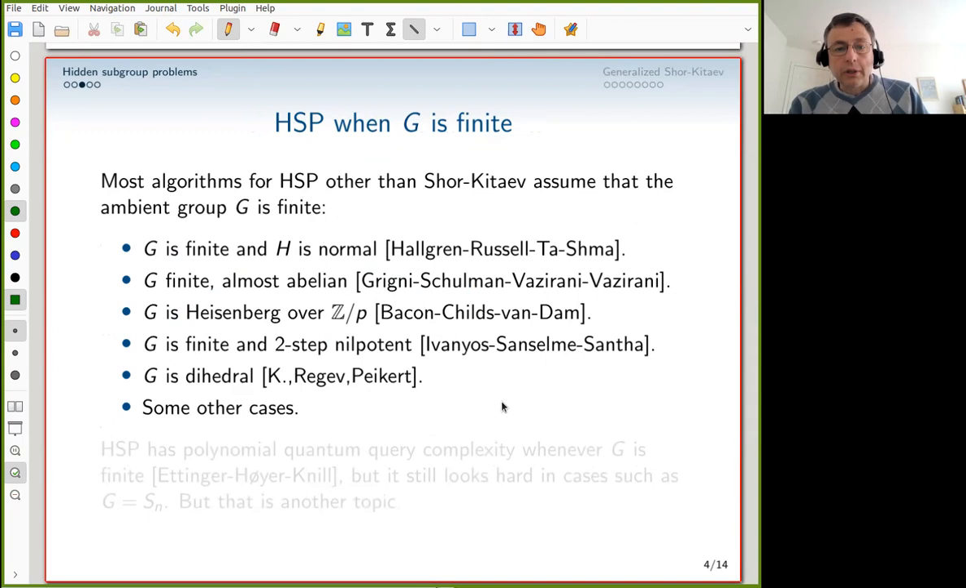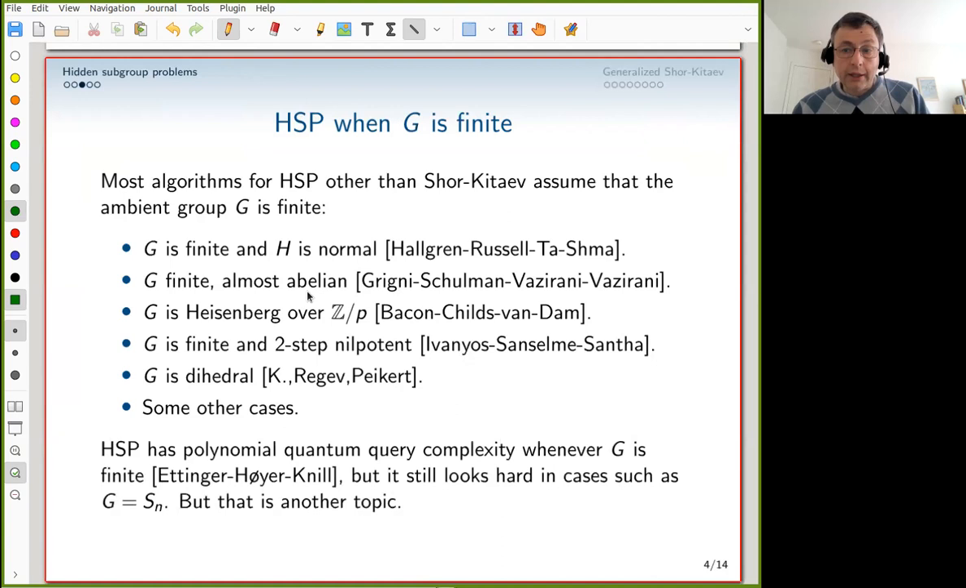Now, most of the algorithms for the hidden subgroup problem, other than Shor-Kateyev, I won't say all, assume that the ambient group G is finite. And here are various positive results where you do get quantum polynomial time algorithms. Not all of them have applications. Some of them have applications to algorithmic number theory and some of them don't. In fact, some of them don't even have any known challenging applications at all. But in any case, there's been various work, and this is where most of the progress has been. In the finite case, the HSP is known to always have polynomial quantum query complexity, but it still looks hard in other cases such as the symmetric group. But actually, that's all a separate topic.